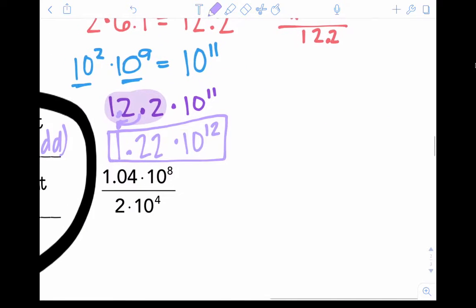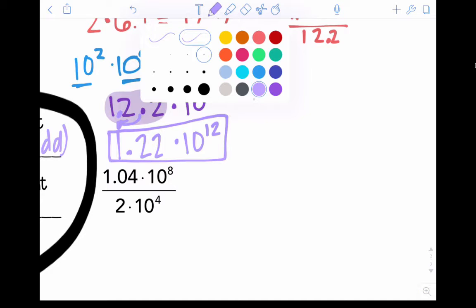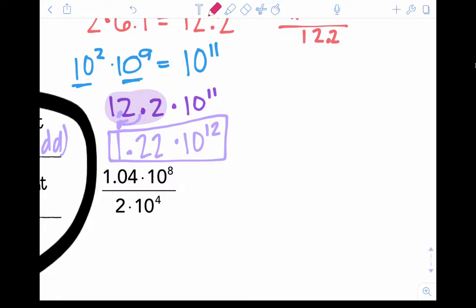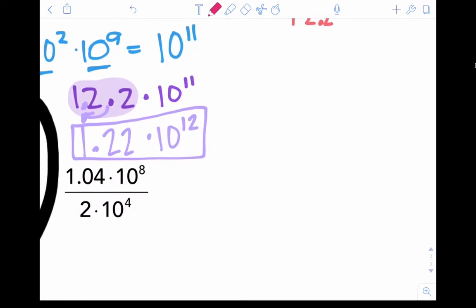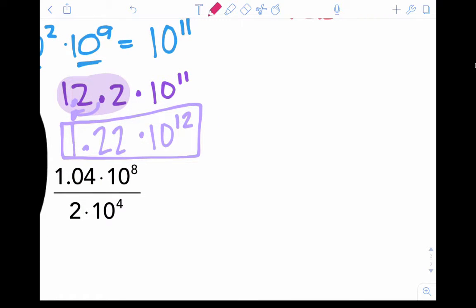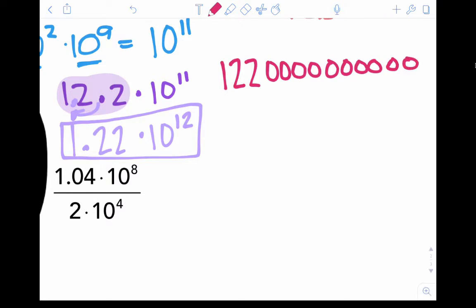So why do we do that? Why didn't I subtract it instead? Well, let's look at what this is. If I look at 12.2 times 10 to the 11th, and if I write that out as a number in standard form, I need to move my decimal 11 times to the right because I'm making it bigger. There's already one number there, which means I'm going to have 10 zeros. So I have 1, 2, 2, and then 10 zeros. I'm going to put my commas in.